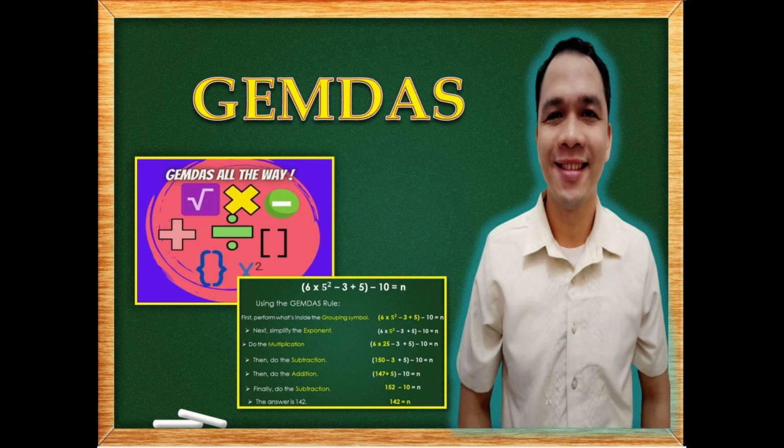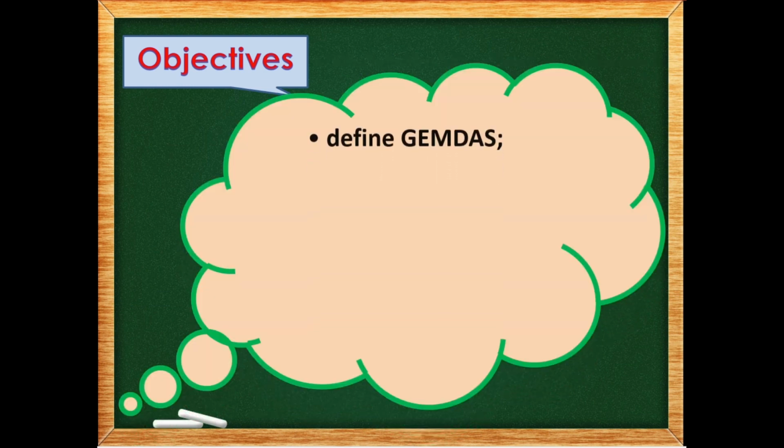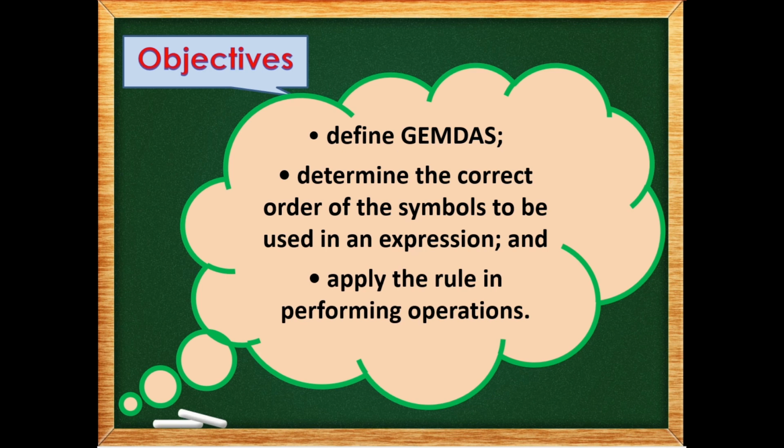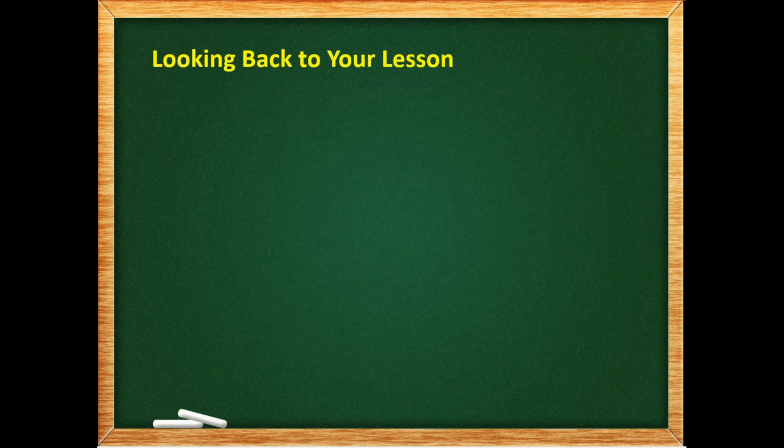For today's lesson, we're going to dwell on GEMDAS. And for our objectives for today, first, we're going to define GEMDAS. Second, we're going to determine the correct order of the symbols to be used in an expression. And lastly, we're going to apply the rule in performing operations.